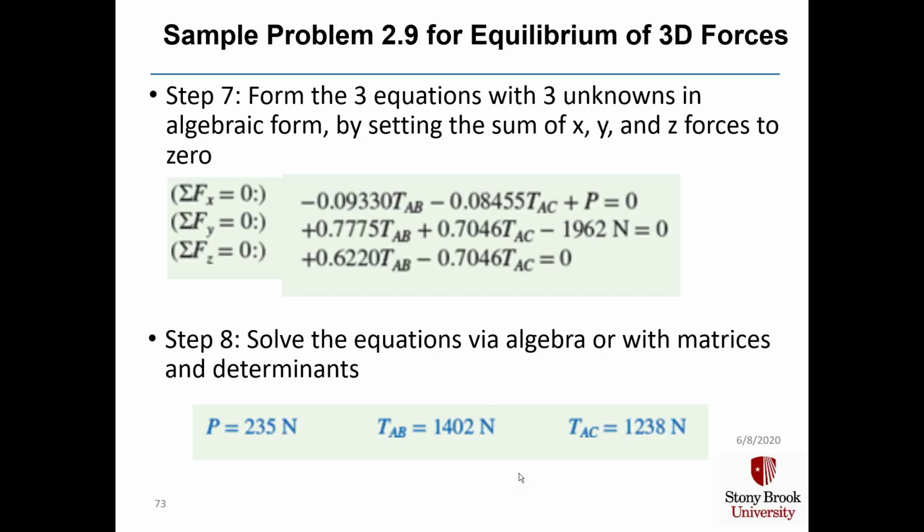Now we form three equations with three unknowns in algebraic form by setting the sums of x, y, and z forces to 0, and those sums are simply the respective multipliers of i, j, and k. Now we have three equations and three unknowns, and you can solve them by algebra or matrices with determinants or any other way you use to solve multiple equations and multiple unknowns in your math careers. And you get P equals 235 newtons, T sub AB equals 1402 newtons, and T sub AC equals 1238 newtons.